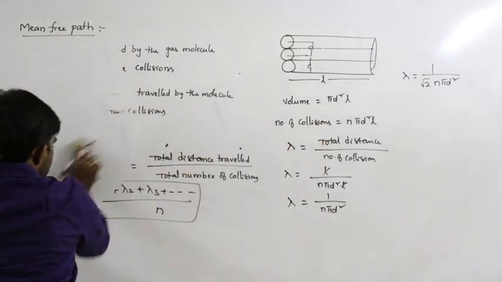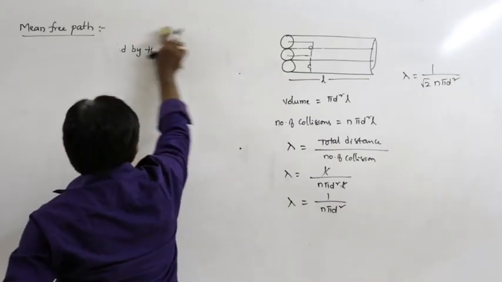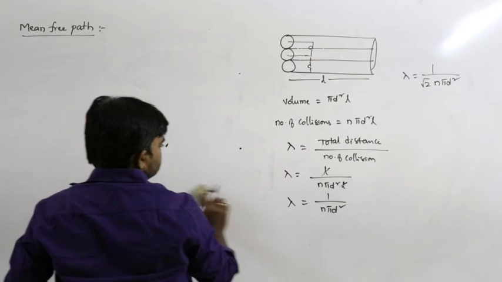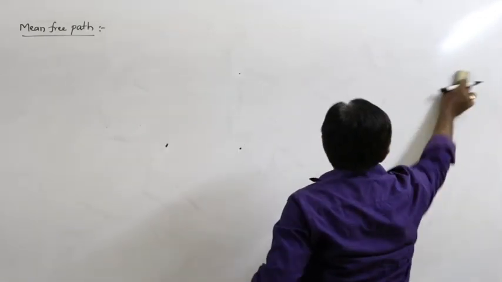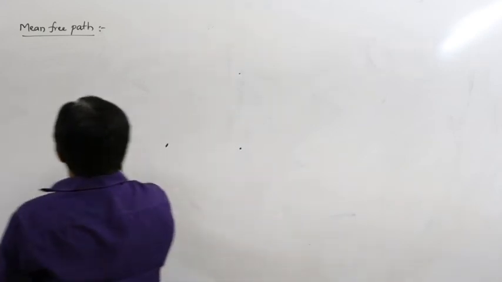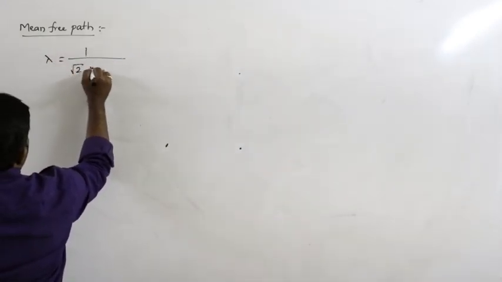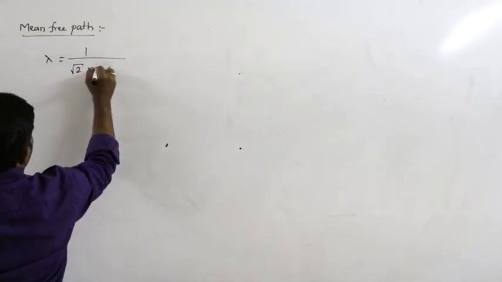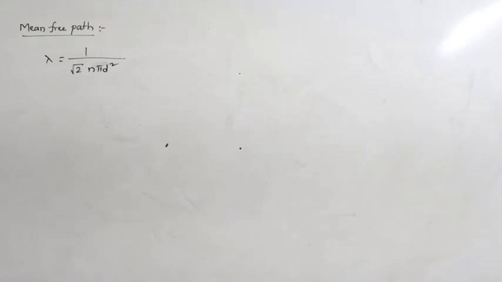So mean free path is defined as lambda equal to the total distance travelled divided by the number of collisions. So lambda is equal to 1 by root 2 n pi d square.